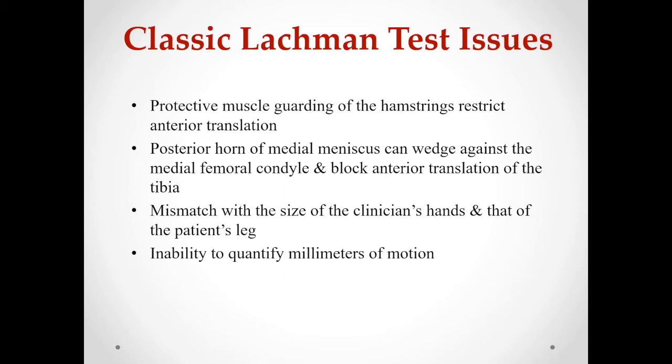is the mismatch of the size of the clinician's hands and that of the patient's legs. Most clinicians have hands that have a span of about 6 to 8 inches. Yet the circumference of an individual's leg can be anywhere from 18 to 25 inches. That makes it very challenging for an individual to stabilize that proximal thigh while translating the distal tib fib and assessing the amount of anterior movement.